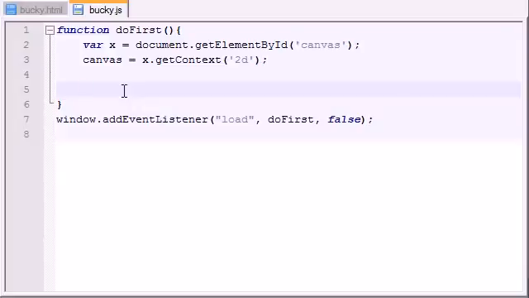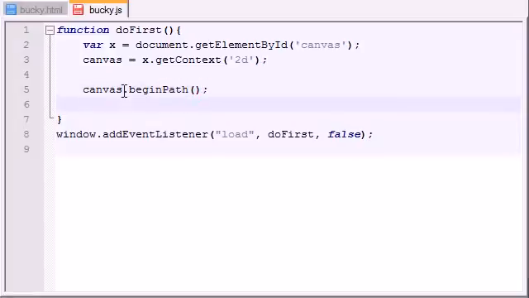So, what we need to do in order to draw a shape is we need to make a path. Now, a path is basically an outline of the shape. So, in order to start making a path, we first need to call the function begin. Can you guys guess it? Path. And this just lets our canvas know that, hey, we're going to start making a shape right now.